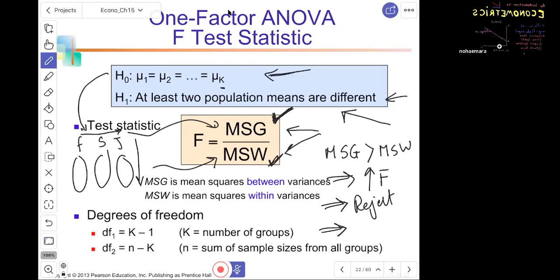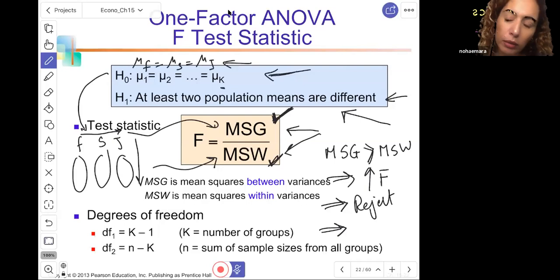Okay, and if this one is bigger, then I'm going to reject that the mean of the final exam for the first group is equal to the mean of the final exam for the second group is equal to the mean of the final exam for the third. So I'm going to reject this and accept that there is a statistically significant difference in the mean between the different groups, or the 3 groups I have. Is this clear? So is this clear?